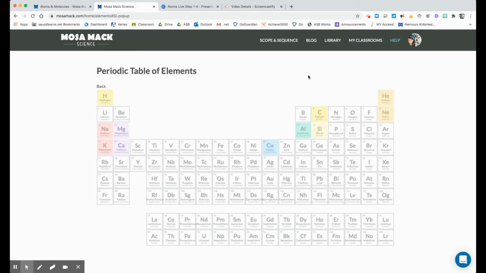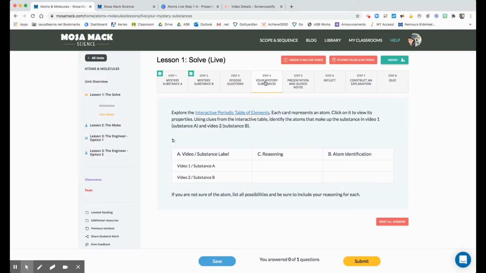And you're going to take a guess on two of these elements. One of these elements is substance A, which was very reactive, and one of these elements is substance B, which was not so reactive. Once you take your guess, you're going to come back to your table and use this table to identify each of the substances. You are going to write each of the substance names under atom identification. And then you're going to tell me your reasoning.